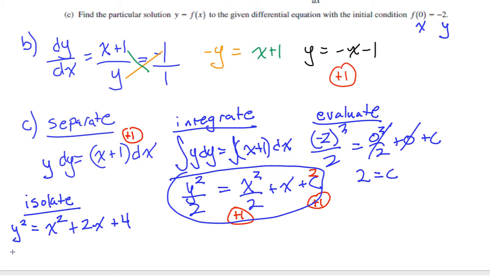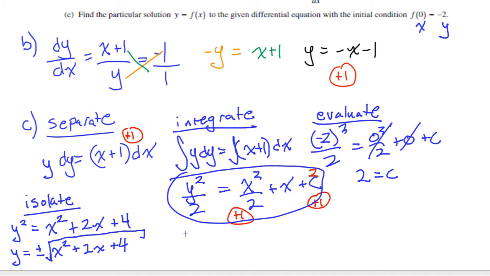Now I need to take the square root of both sides. When I take the square root of both sides, I get y equals plus or minus the square root of x squared plus 2x plus 4. And I have to decide whether or not to choose the plus or the minus. It's never both. It's always one or the other. So how do I test that?